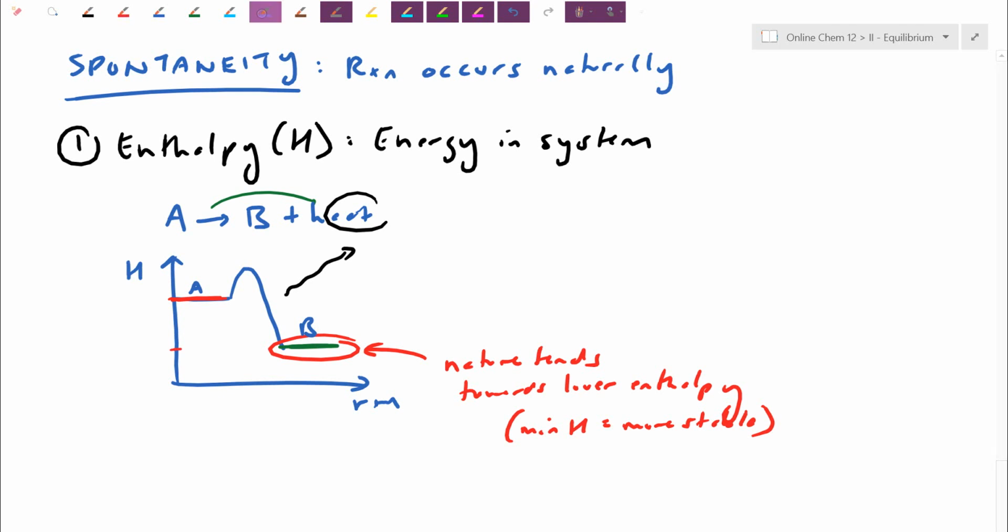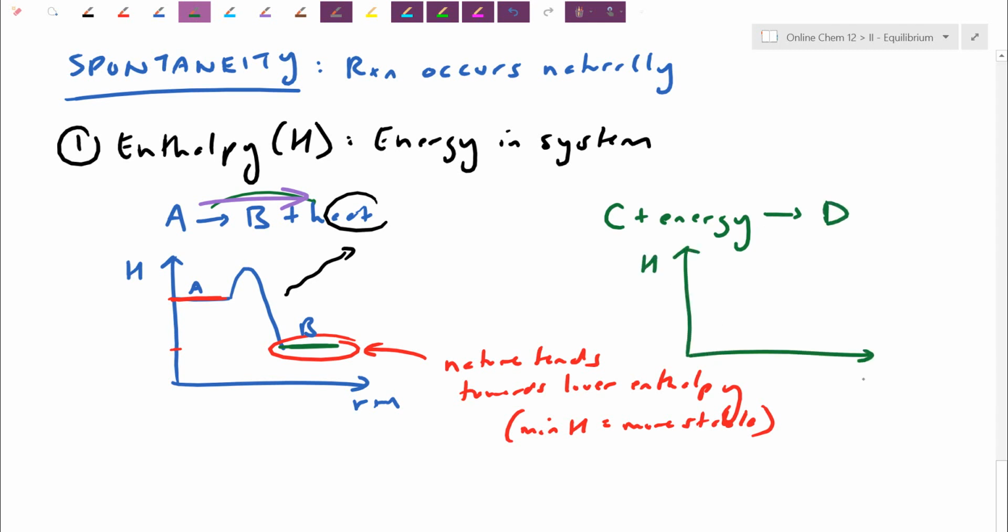It's going to be much more stable. So I prefer, does A want to become B? Well, of course, because it's going to be producing a lower energy compound. It's going to be producing a more stable compound. Now, what if I did an endothermic reaction? So what if I did like C plus energy becomes D. Endothermic reactions based on this argument shouldn't happen at all, because endothermically, I'm going to start off with C, I end up with D, which is higher in energy. In fact, the energy barrier is even higher than that.